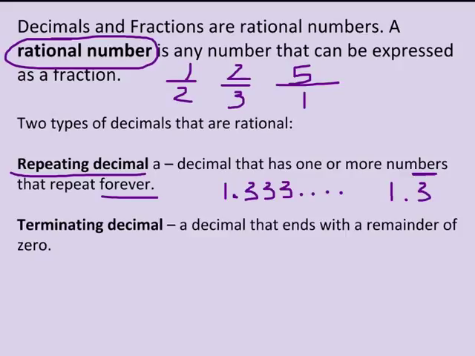Now a terminating decimal, also just like it sounds, it does terminate. It's a decimal that ends with a remainder of 0. So for example, 2.7, or 2 and 7/10. Notice no number is repeating. So there you have the difference between a repeating and terminating decimal.